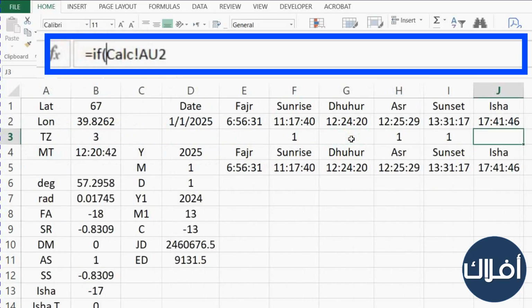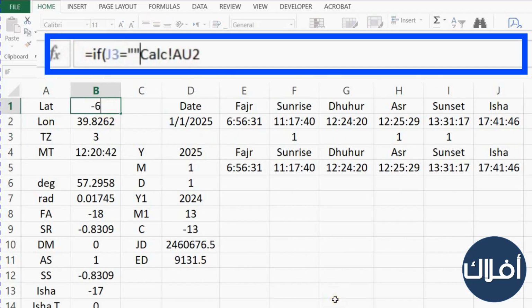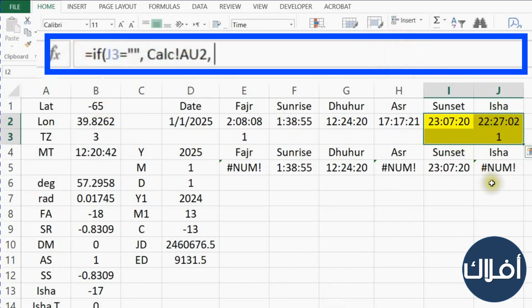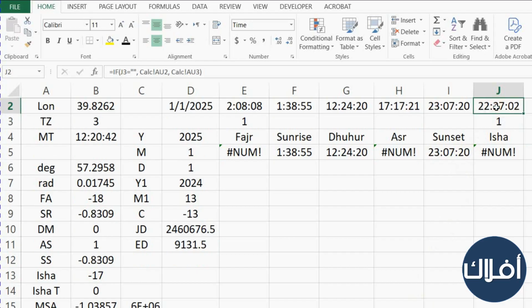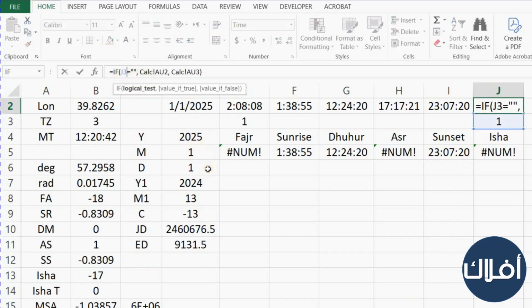But we note here that the sunset time is calculated according to the actual latitude because it's not a special case, while the Isha time is calculated using the alternative latitude. And because of this, the Isha time is before sunset, and this is not acceptable. So we need to treat sunset and Isha time together. We change the equation, and the condition is where both sunset and Isha are not special cases.